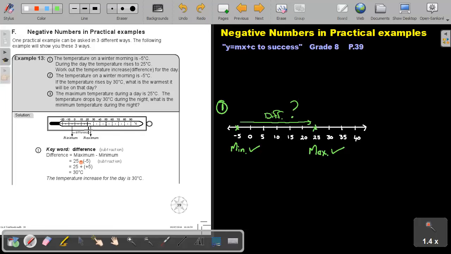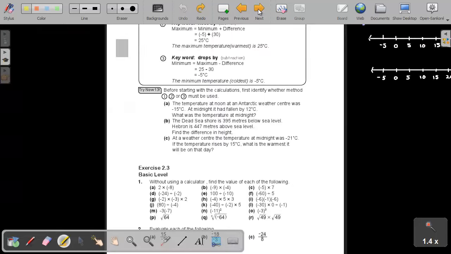Now, if you look at the next one, if I say to you, the temperature on a winter morning is -5. If the temperature rises, oh, this is very important. If the temperature rises by 30 degrees Celsius, what is the warmest it will be on that day? Let's just look at the next page to find the solution.